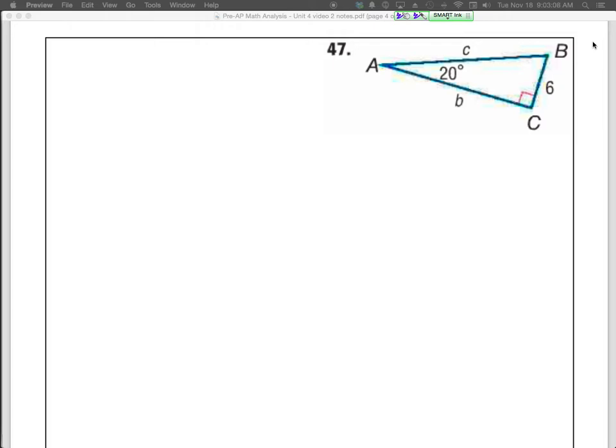So, what three things do I need to find here? The other angle. I need angle B. I need side B and side C. Those are the three things I need to find. Of those three, what's the easiest to find first? Angle B. What does angle B have to be? 70. It has to be 70 degrees.